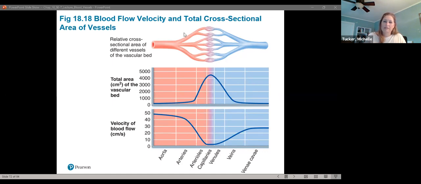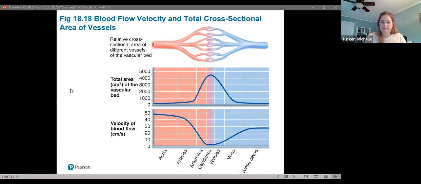So capillaries have the highest area of vascular bed and the lowest blood flow, so the lowest rate. So the most area and the slowest flow to allow waste to be exchanged and nutrients to be exchanged.